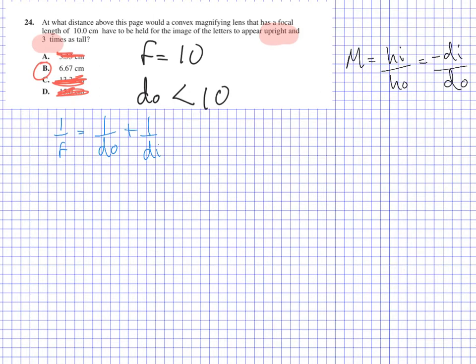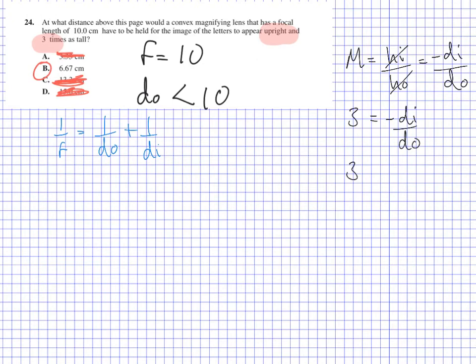And essentially what we're going to do here is combine these two equations. So let's take a look at this one first of all. This one, magnification one. So magnification is 3. I'm not really interested in the height of the image or the height of the object. I'm only going to be interested in the DI and the DO. So I'm saying that 3 is equal to negative DI over DO.